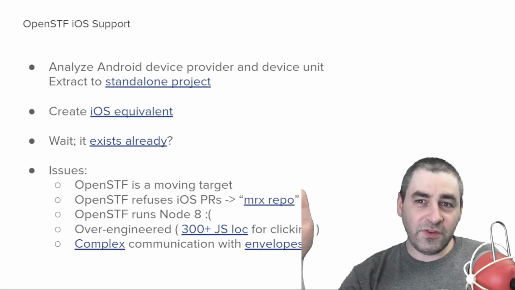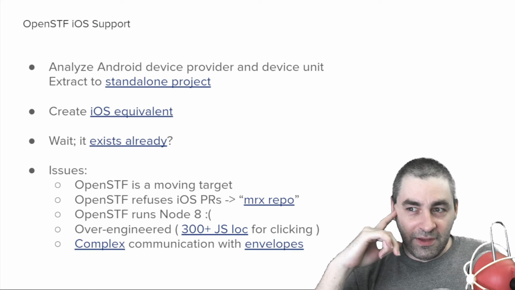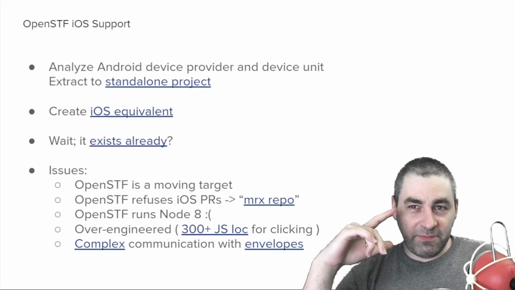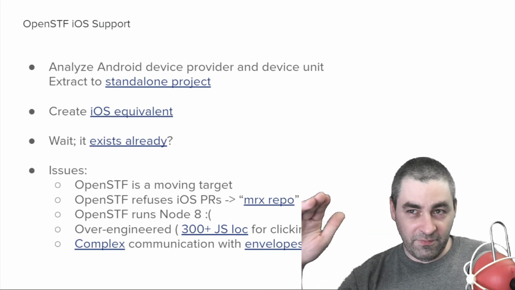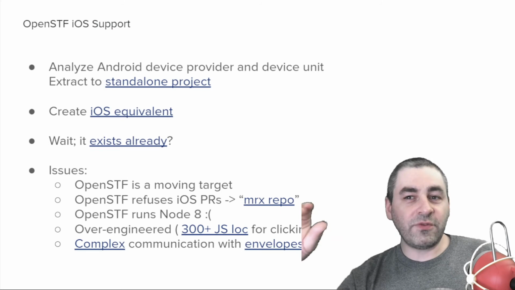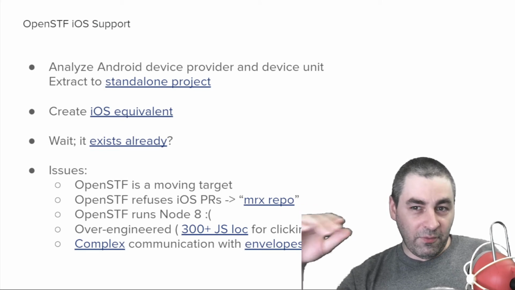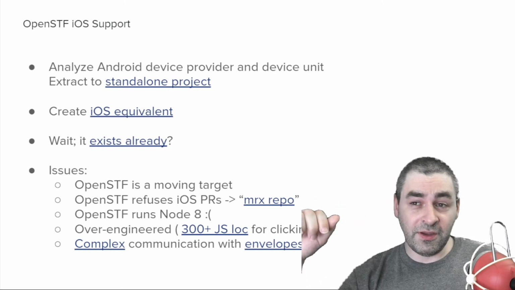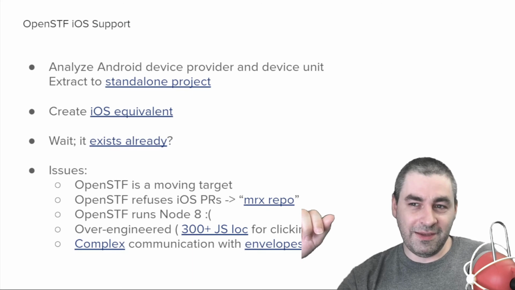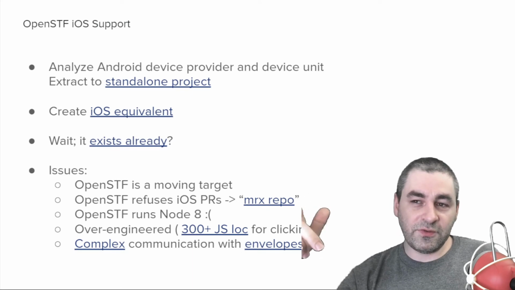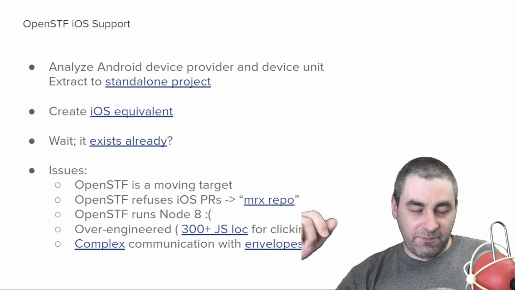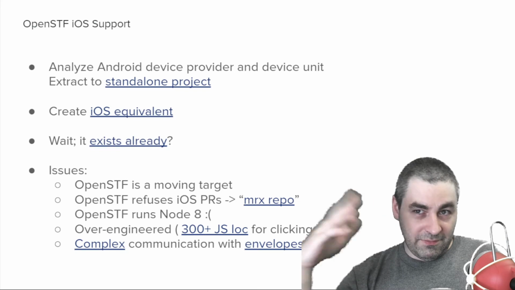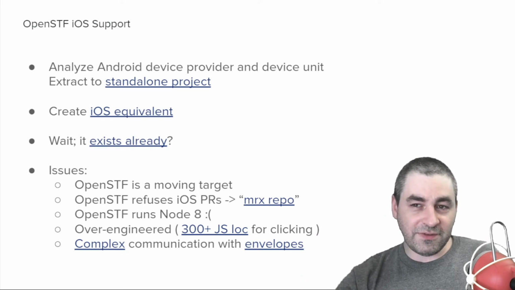So, as I discussed, initially this was created as an STF extension, as a project called STF iOS support. The way it was created was by analyzing the way the device provider and device unit worked for Android devices and then making an iOS equivalent. What's interesting is that at some point through my development of this methodology, I discovered that people have already done this. There's one of the users on GitHub, Mr. X, a person somewhere in China, at a company that's working with this. They actually created their own equivalent of this for STF that works with iOS devices.